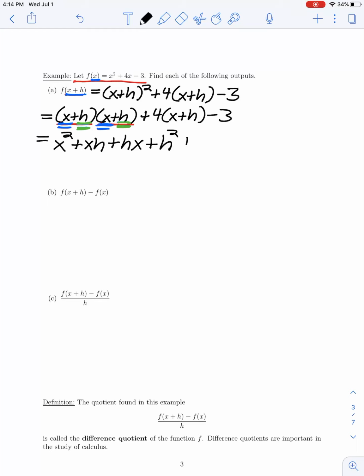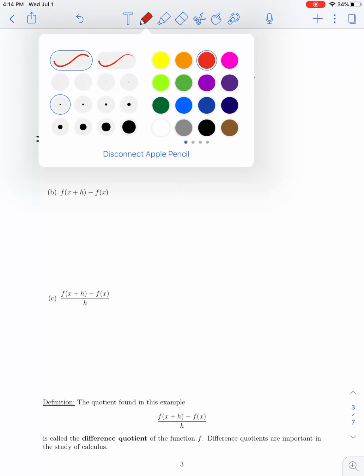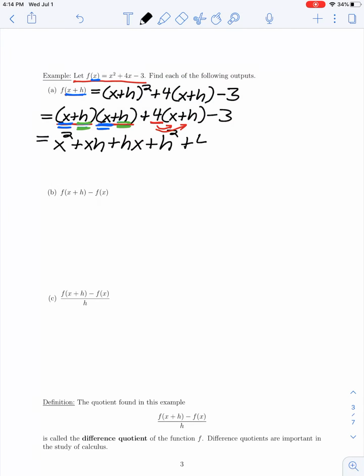Now moving to our next term, 4 times x plus h. If we take this 4 and we distribute it to each term, we are left with 4 times x plus 4 times h minus 3.